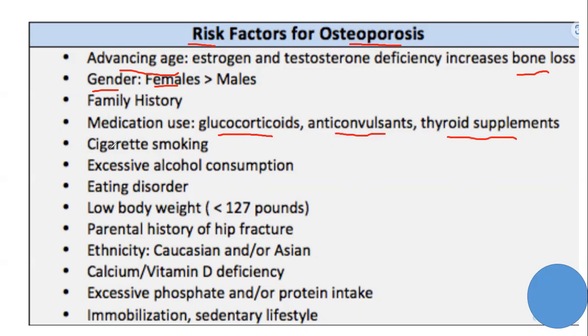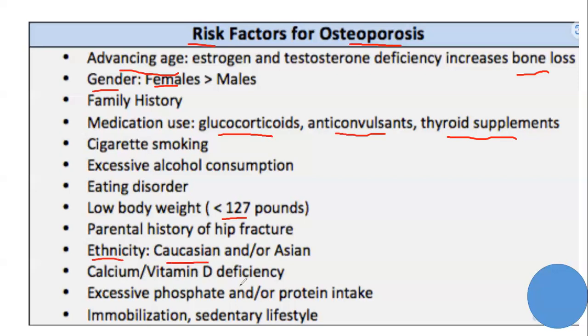The patient who has a history of cigarette smoking, excessive alcohol consumption, eating disorder, low body weight. Low body weight means less than 127 pounds. Also, parental history of hip fracture. Ethnicity, it is most common in Caucasian.